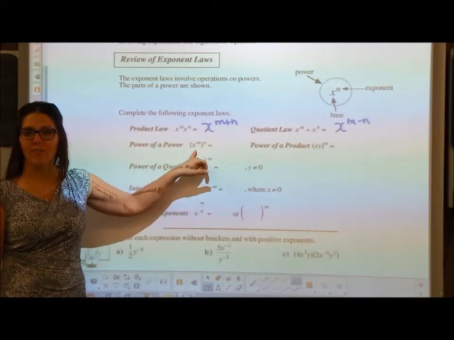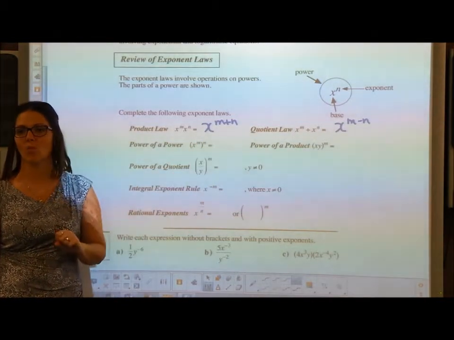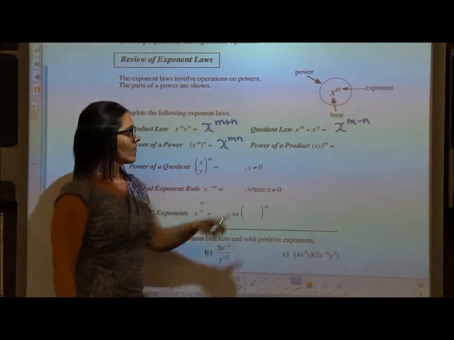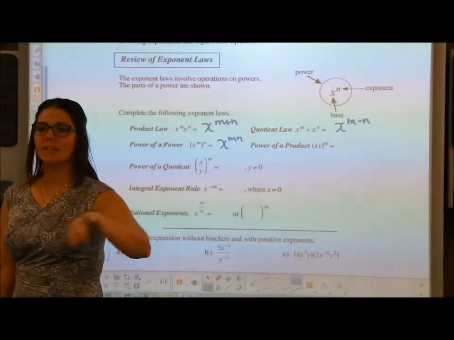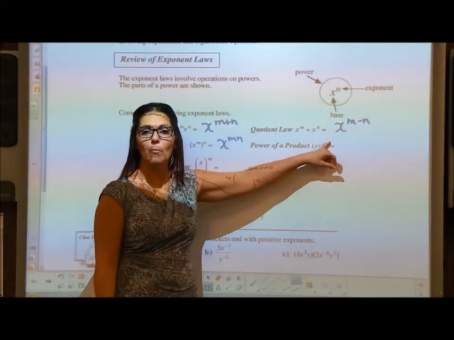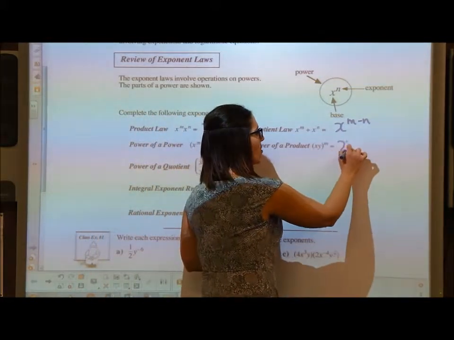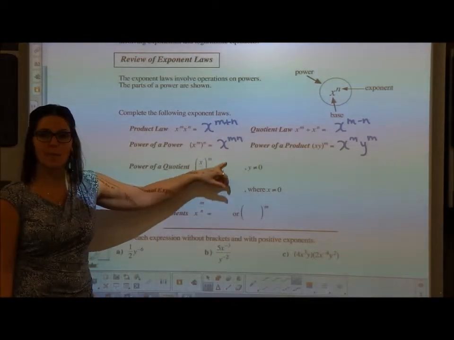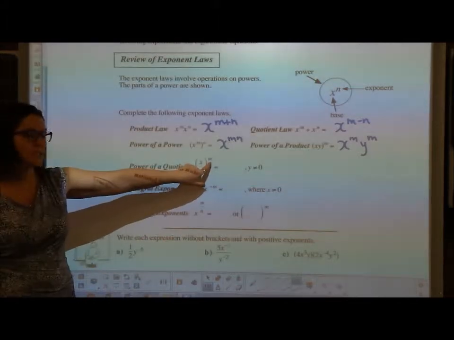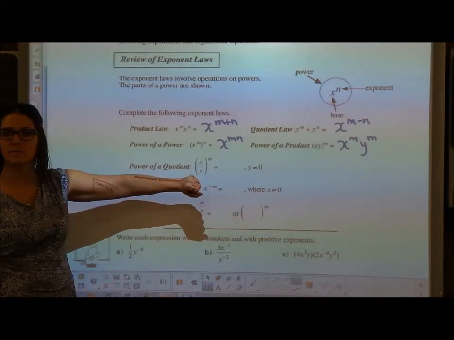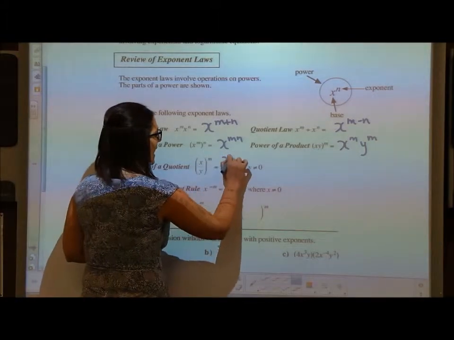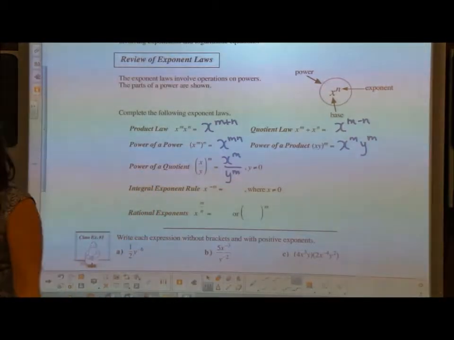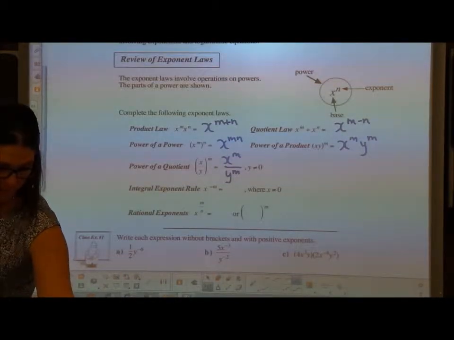Power of a power. So if I have x to the power of m that I raise to the power of n, what would I do to the exponents? Multiply them. Power of a product means that this exponent carries through to both bases. So I have x to the power of m and y to the power of m. So what would happen in the power of a quotient? What would happen to this exponent? It would go to both bases. It goes to both bases again. X to the power of m over y to the power of m, with the condition that y cannot be equal to 0 because I can't divide by 0.